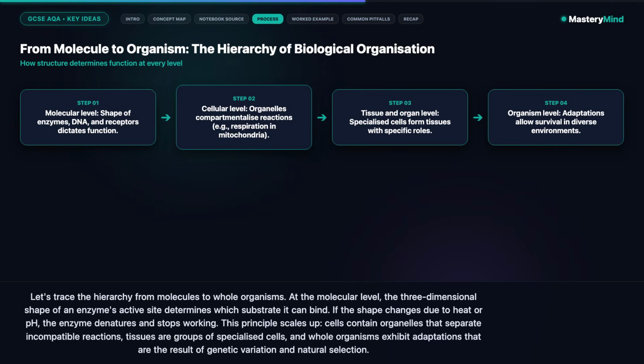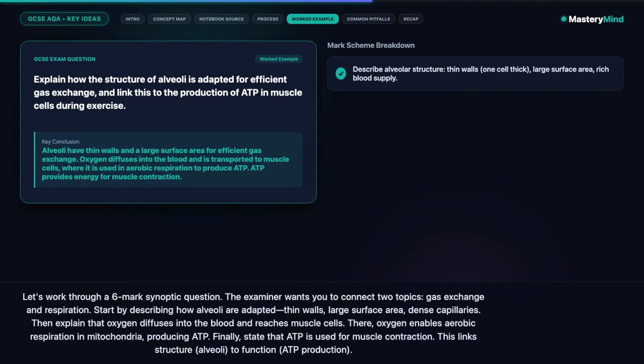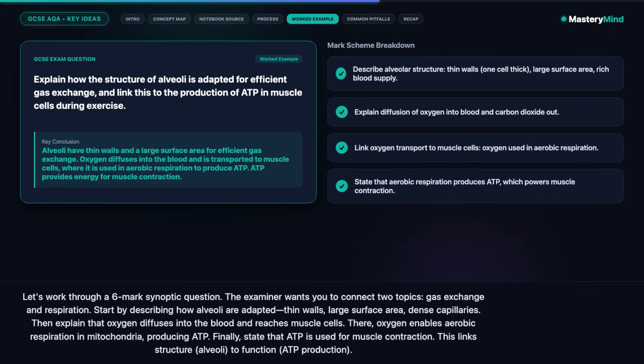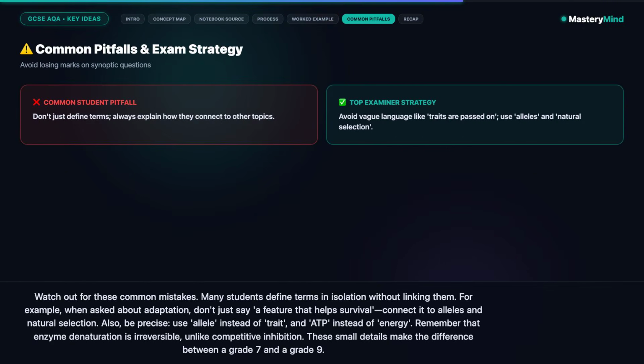Let's work through a 6-mark synoptic question. The examiner wants you to connect 2 topics, gas exchange and respiration. Start by describing how alveoli are adapted: thin walls, large surface area, dense capillaries. Then explain that oxygen diffuses into the blood and reaches muscle cells. There, oxygen enables aerobic respiration in mitochondria, producing ATP. Finally, state that ATP is used for muscle contraction. This links structure, alveoli, to function, ATP production.